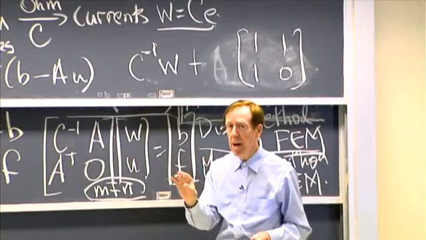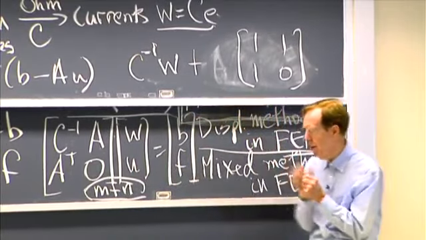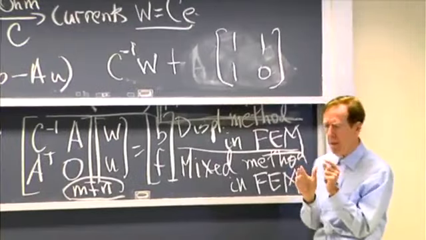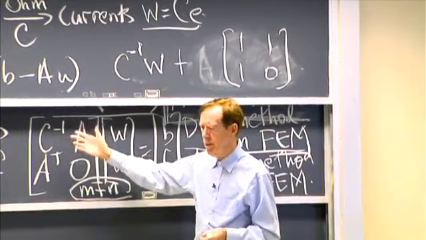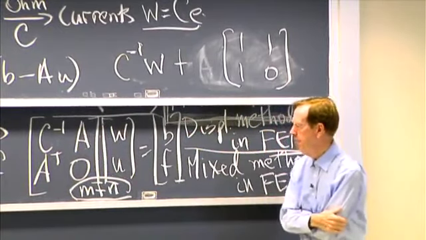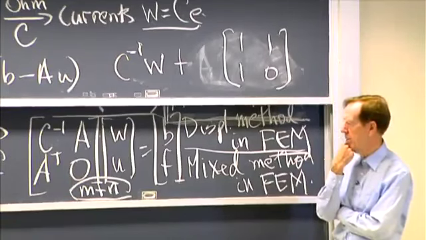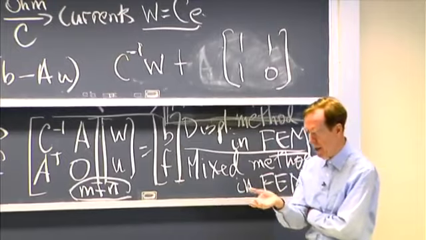C is a symmetric guy. In fact, it was just diagonal in our imagination. The key point is it's symmetric, its inverse is symmetric, its transpose is the same. So that's a symmetric matrix. That's a good thing, right? Now we've got a matrix that's symmetric, square, symmetric.